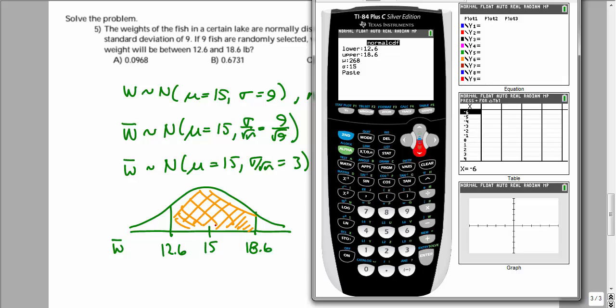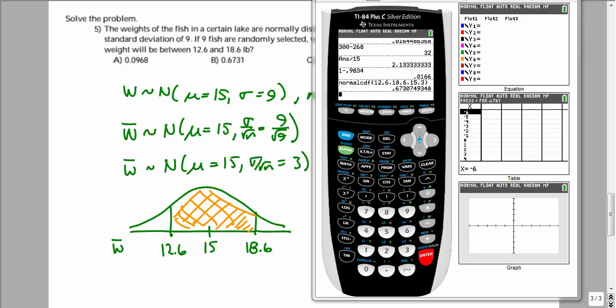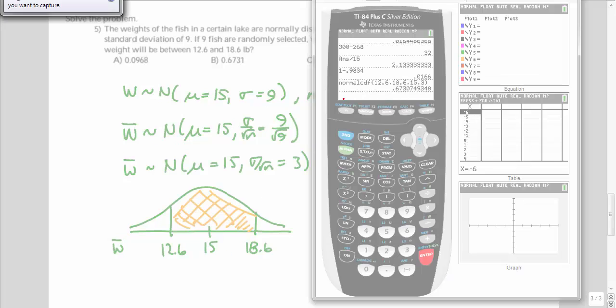Now the mean is 15, that's given. Now the standard deviation is not just 9, it's 9 divided by the square root of 9, which is 3. So this is going to give me that area directly. So let's go ahead and paste this in and compare it with our possible multiple choice solutions.